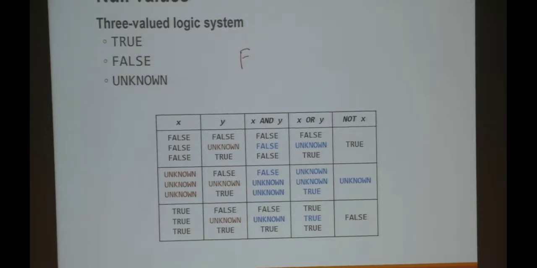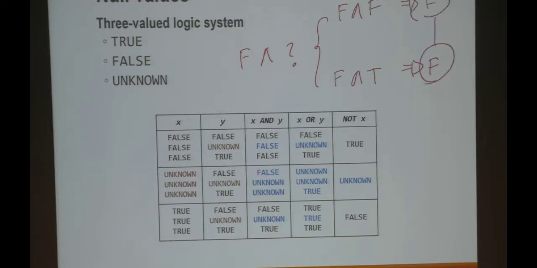False and unknown. The way I can answer this question, if I do not want to remember the table, is that the unknown can be either true or false. So I can say false and false, and the result of this is false. False and true, and the result of this is false. Because this does not change, the answer must be false.